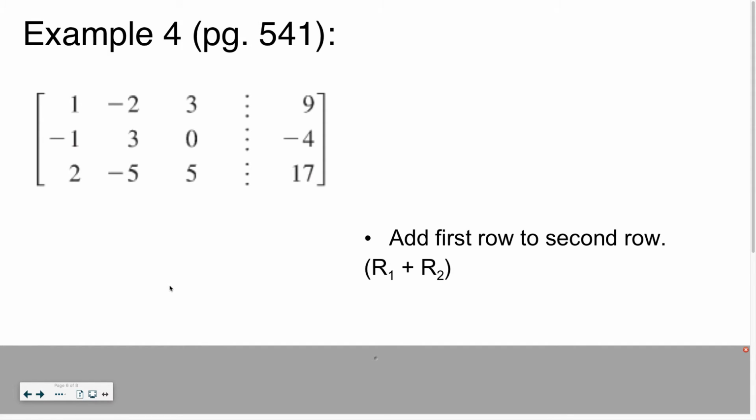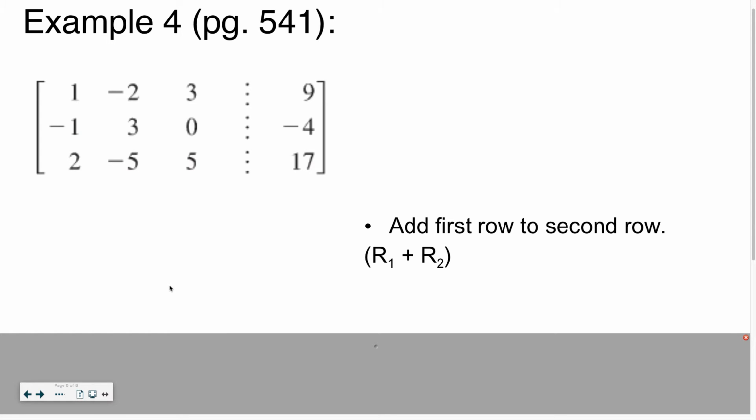It's example 4 from page 541. I would write down the matrix in my notes for this because we're going to do different things to it. So today, when you do these problems in your homework assignment, they're going to tell you what to do. So they're going to give you the row operations that you should perform to get to row echelon form.